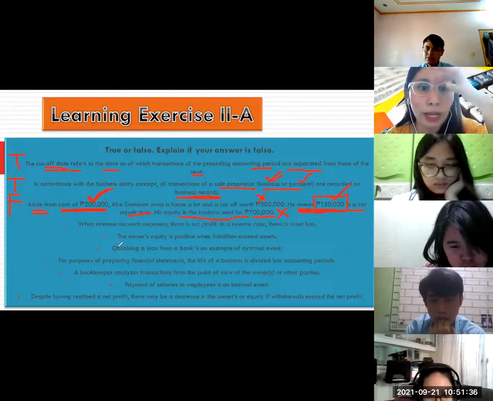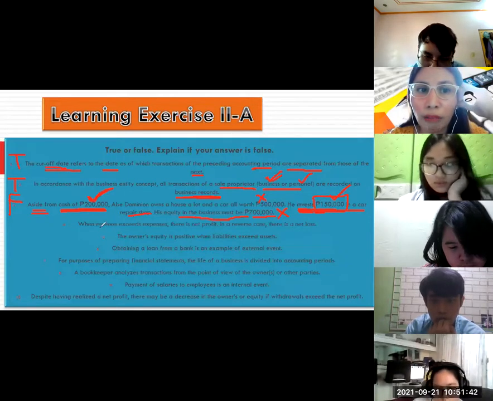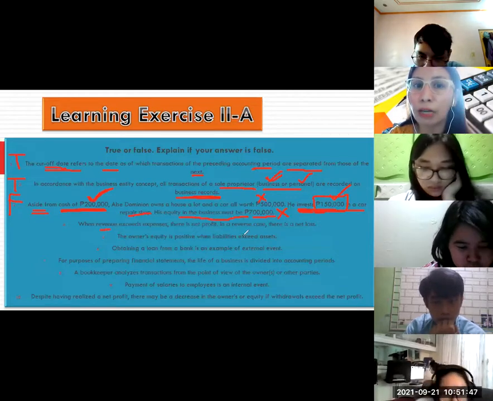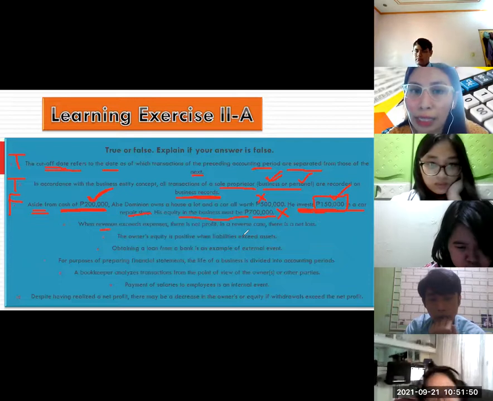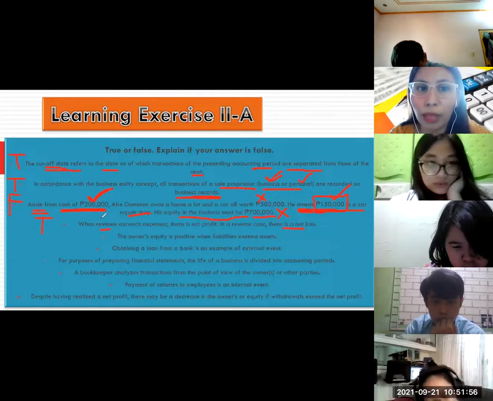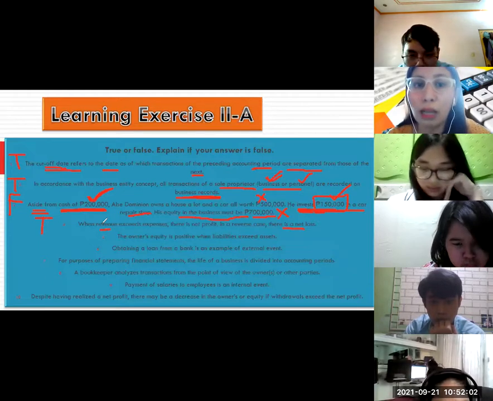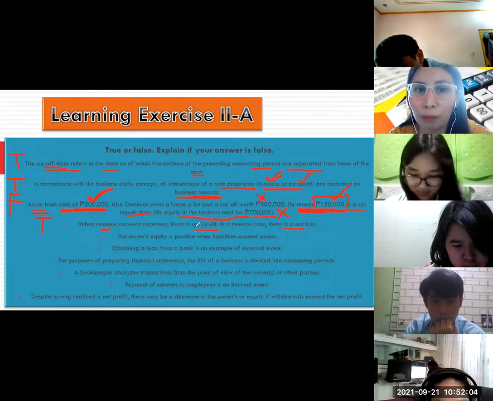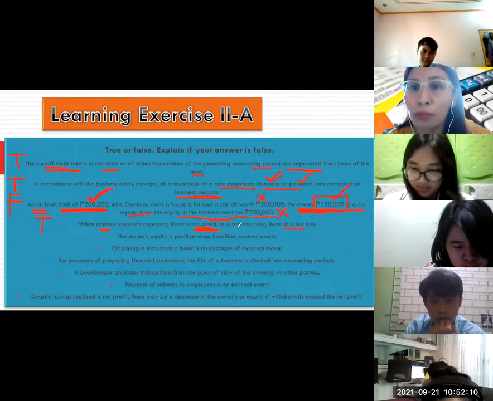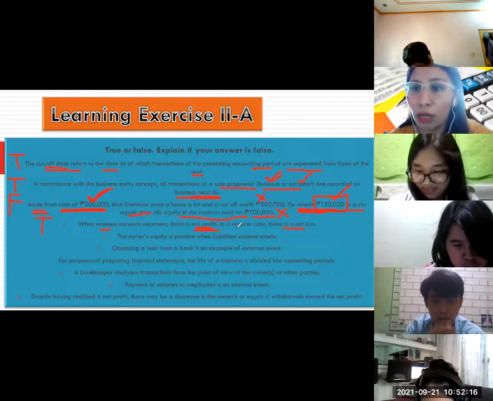Okay, for number 4, when revenue exceeds expenses, there is net profit. Tapos, ang reverse naman, in a reverse case, there is net loss. True. Every time na mas malaki yung revenue or yung kita ng business than yung ginagastos niya, of course, there is net profit. Kung baliktad naman daw, mas mataas ang expenses than the revenue, then there is net loss. Lugi.